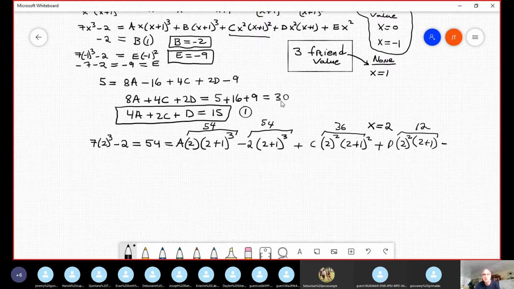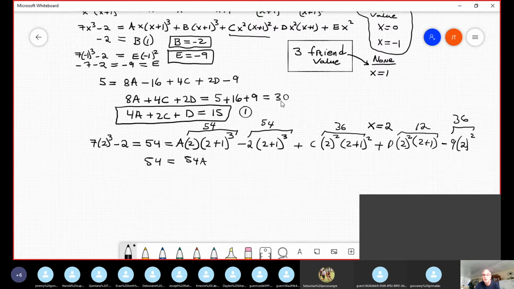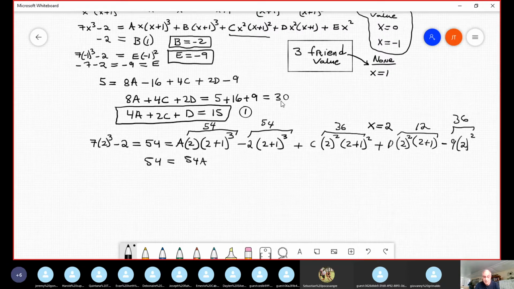Minus E, E I know is negative 9. It's negative 9 times 2 squared, which is 4. So 36. And so far, my equation is 54 is equal to 54A, minus 54, plus 36C plus 12D minus 36.